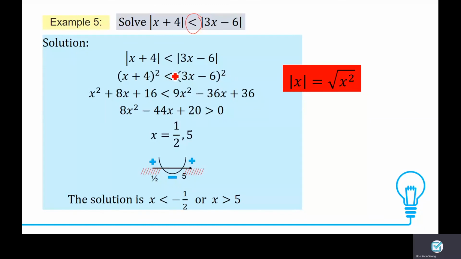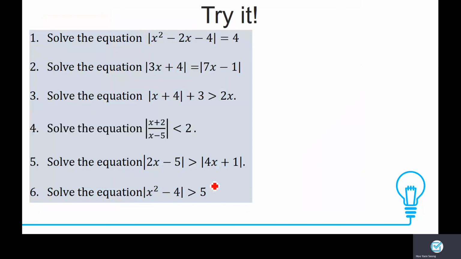So my less than is not going to change. You get (x plus 4) squared and (3x minus 6) squared. Just expand this and you will get a normal quadratic inequality. Then just use the graphical method and you get your answer. That's all. And this is some exercise for you.